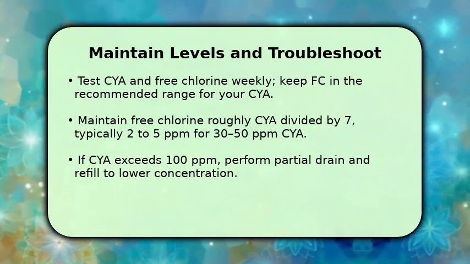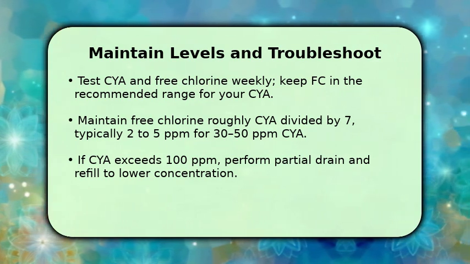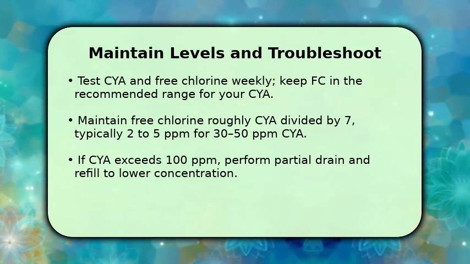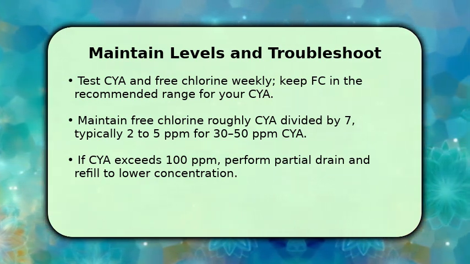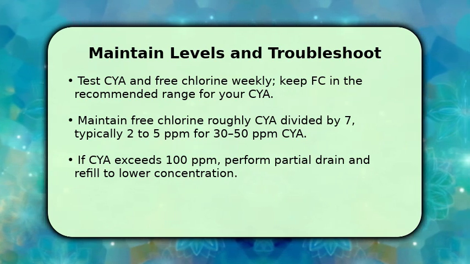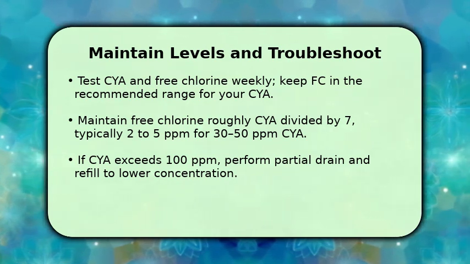Shock the pool when combined chlorine exceeds 0.2 ppm or if algae appear, using a shock level recommended for your sanitizer. If CYA climbs above 100 ppm, lower it by partial drain and refill, then re-establish free chlorine targets.